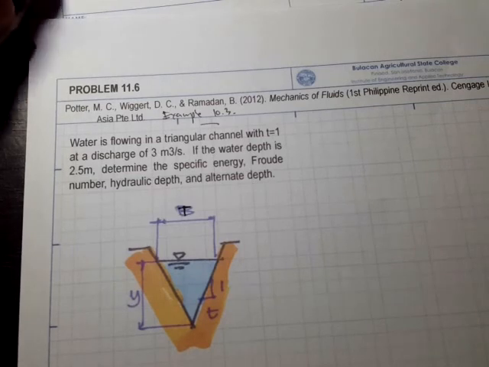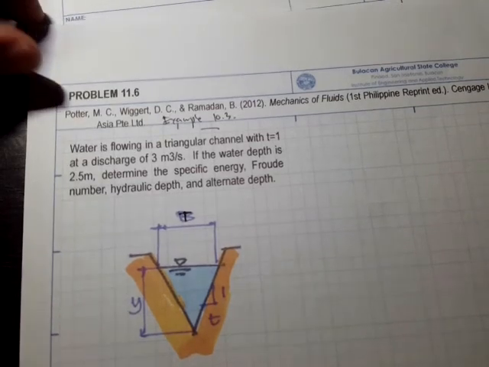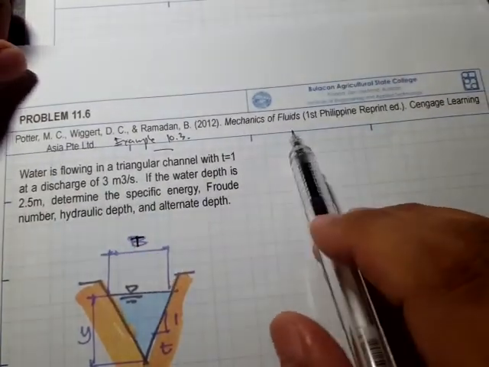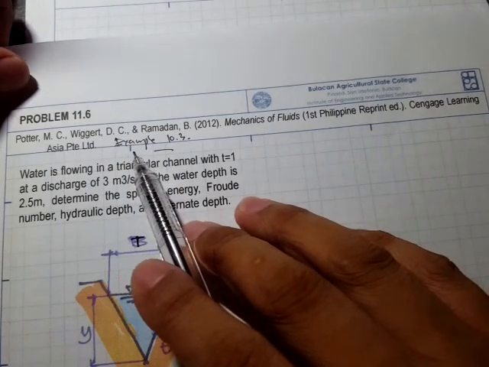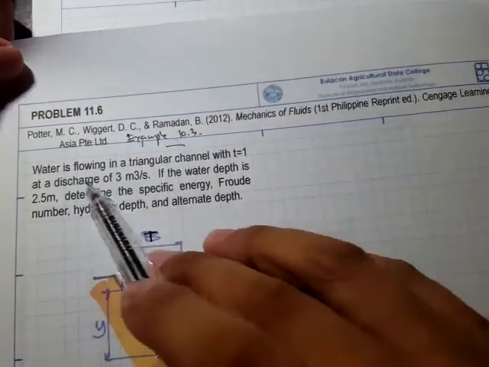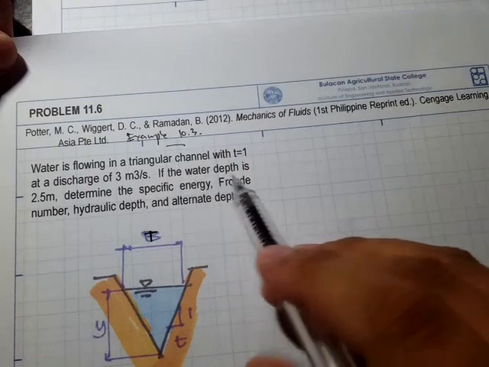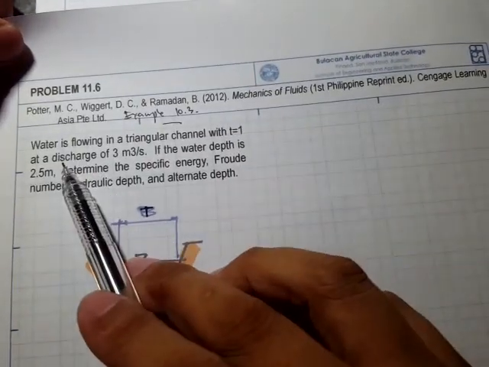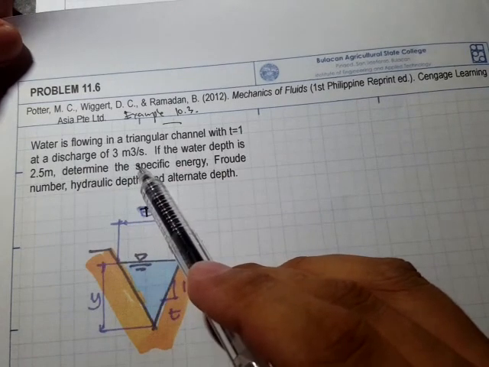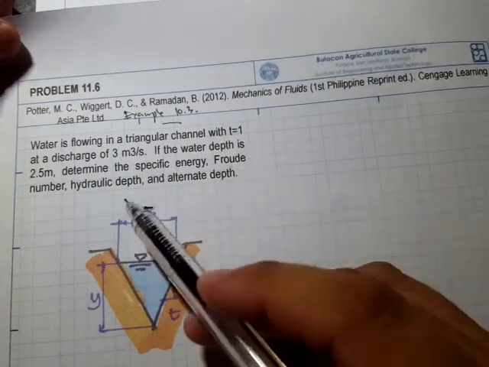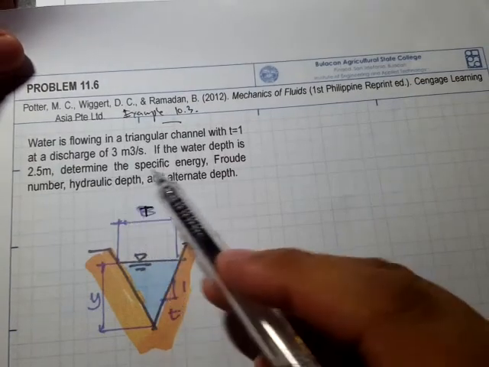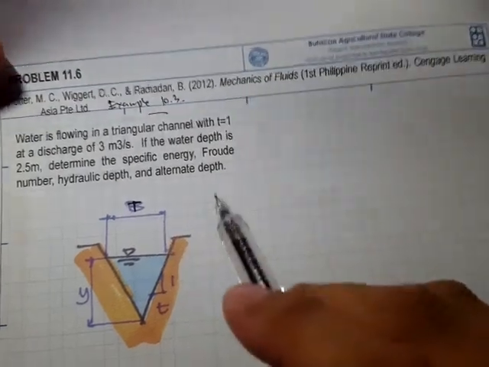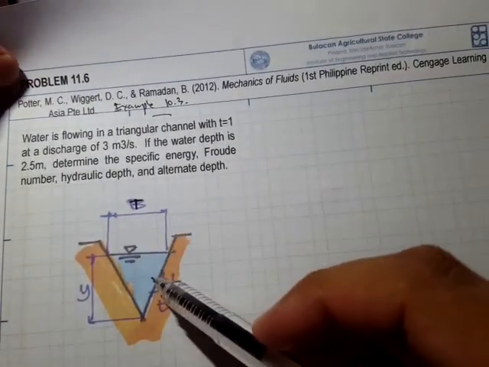Here's our second problem for this topic in specific energy. This one is taken from the textbook by Potter et al., entitled Mechanics of Fluids, and specifically this is example 10.3. The problem says that water is flowing in a triangular channel with t is equal to 1. That's the side slope, and it has a discharge of 3 cubic meters per second. If the water depth is 2.5 meters, determine the specific energy, the flow number, the hydraulic depth, and the alternate depth. So here's our channel cross section.